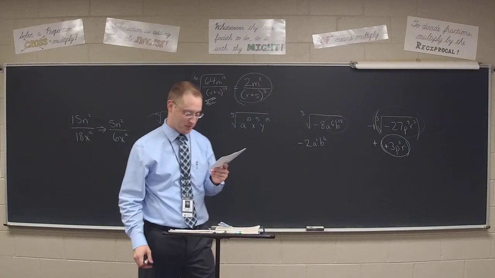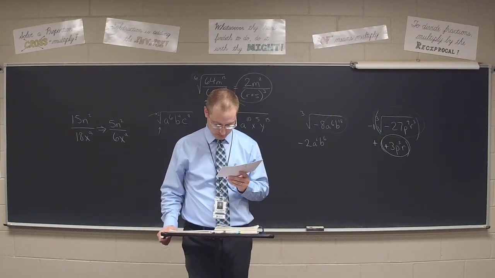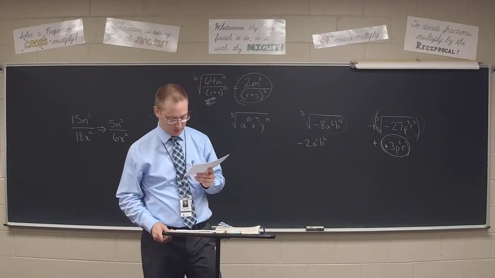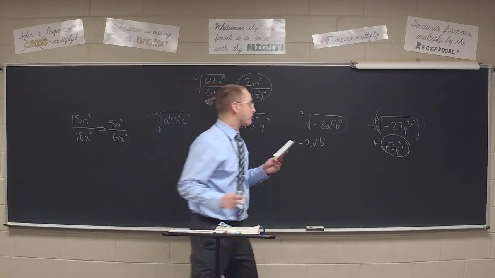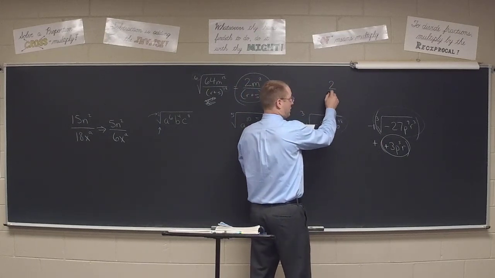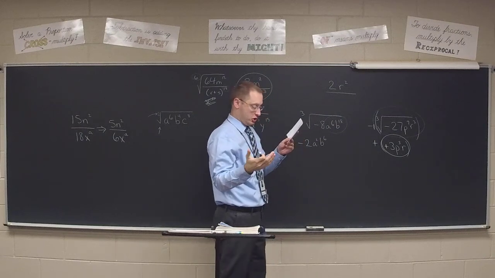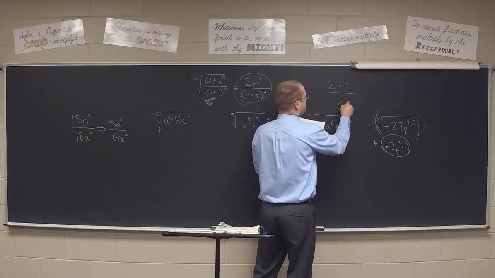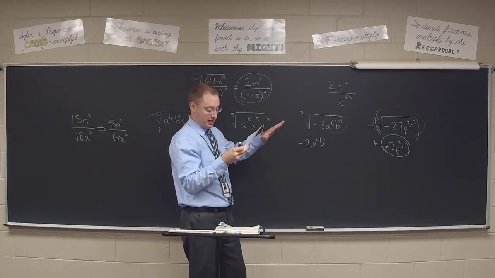Good. Number 6. What did you get for your answer, Brecken? 2r squared over 9 z to the 4x. All right, you're right about the 2 because 2 to the 4th equals 16. You're right about the r squared because 8 divided by 4 is 2. You're right about the z to the 4x because 16x divided by 4 is 4x, divide exponent by index.